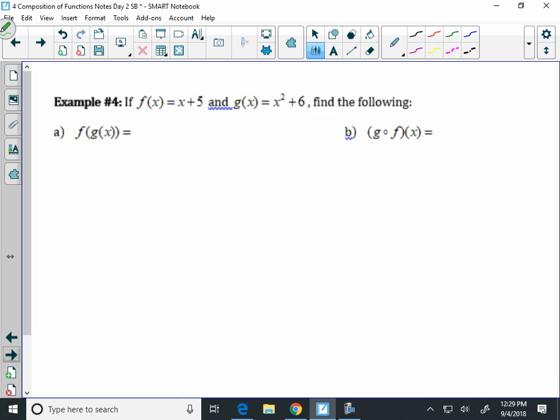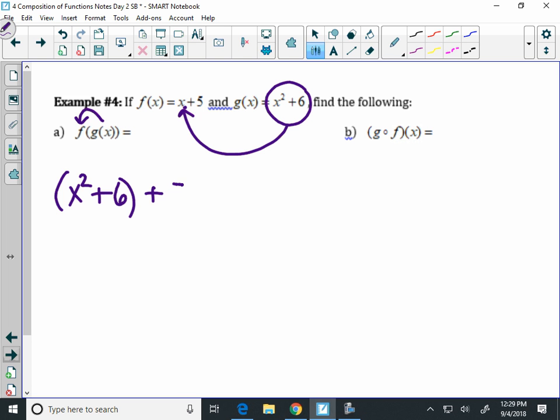Let's see what happens when I add in an x squared. It's not going to be too hard, but there are some rules that we forget. I have f of x and g of x. First, let's do the easy one. Let's take g and put it into f of g of x. So we're going to take this x squared plus 6 and put it into x. So we start with x squared plus 6. That's replacing the x right here, plus 5.